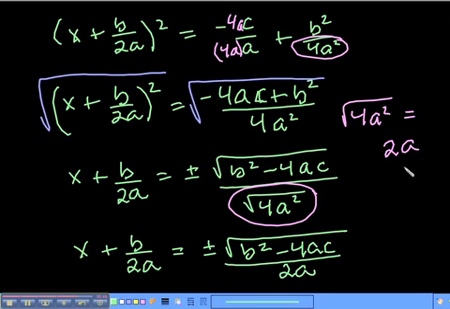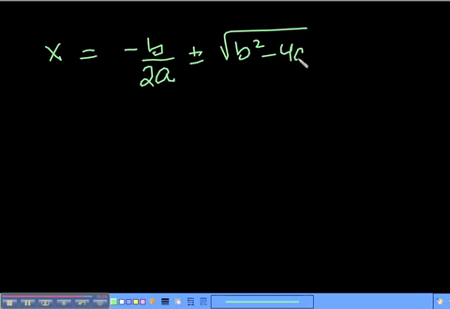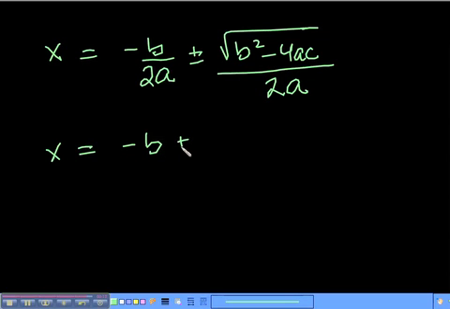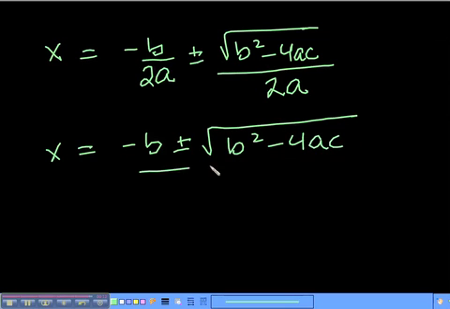Then I can subtract this right here so I can get x all by itself, and I'm left with negative b over 2a plus or minus the square root of b squared minus 4ac, over 2a. Now I can combine that, and there's my quadratic formula: negative b plus or minus the square root of b squared minus 4ac, all over 2a. And there you go.